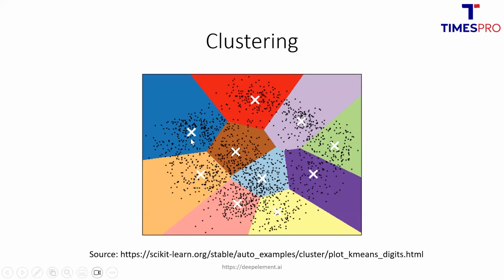Every cluster has a centroid. Centroid means if you take the average of all the vectors in that particular cluster, that average becomes the centroid of the cluster. It's like the center of gravity of that space. Okay, so this is what is meant by clustering.